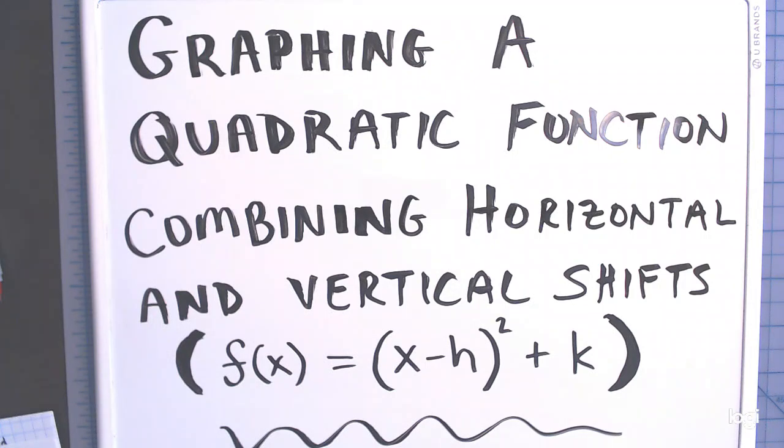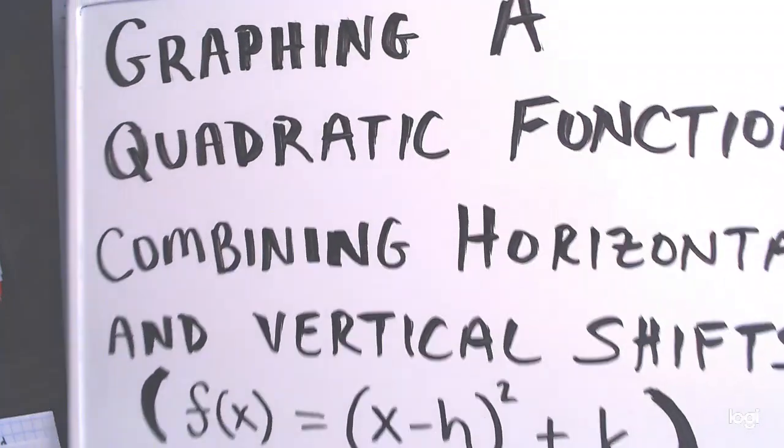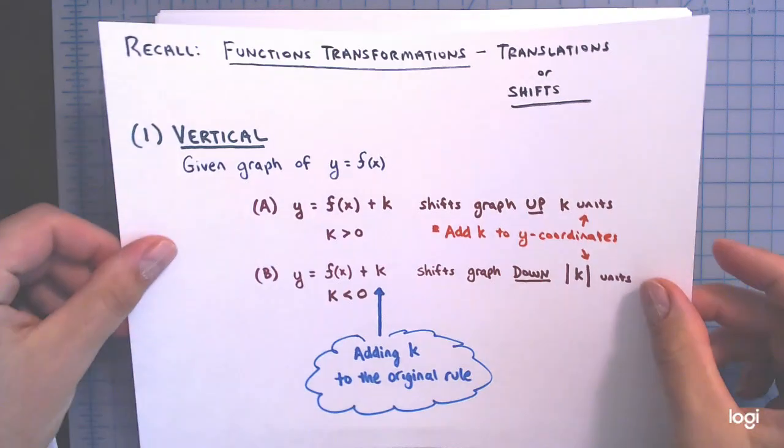So in this video, I'm going to go over a quick refresher of those rules. When is a graph going to be vertically shifted or horizontally shifted? How can you tell? And then we're going to actually do some examples where we're looking at functions like this on the bottom of the page here, f(x) equals (x minus h) squared plus k, and just doing a couple examples of that. So I'll begin with a recall of function transformations.